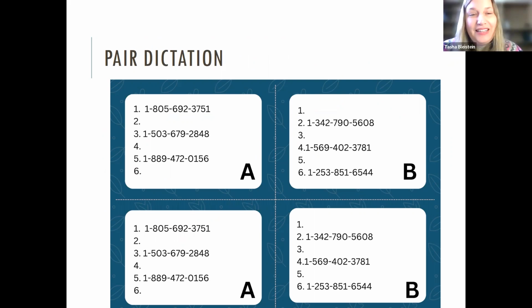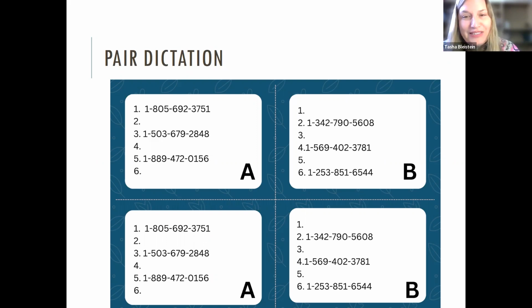Another one that I like is pair dictation. So you can put vocabulary words here. So number 1 is the first vocabulary word, and they have to write on their card. So A would say the vocabulary word. Let's say it's our word boots. They might have under their number 1 boots, and then the person B would have to write boots for number 1. So they can't see, person A is not showing their card to person B, and person B is not showing to A. So they go back and forth and they dictate to each other.